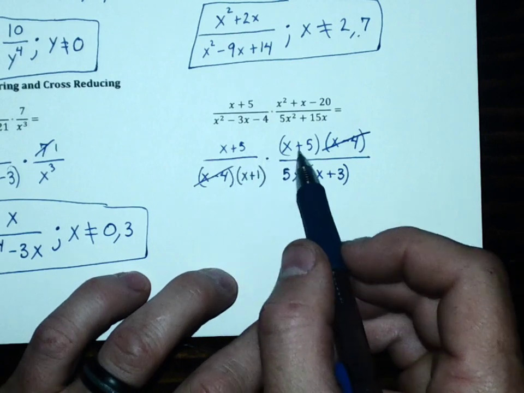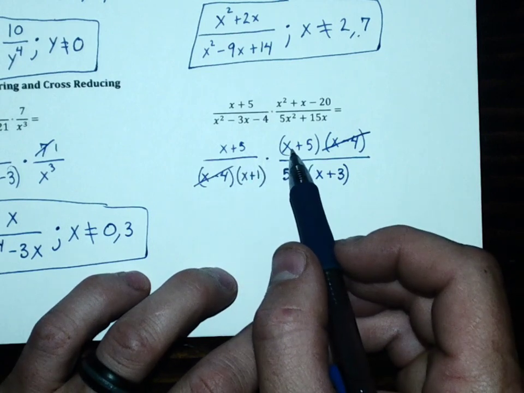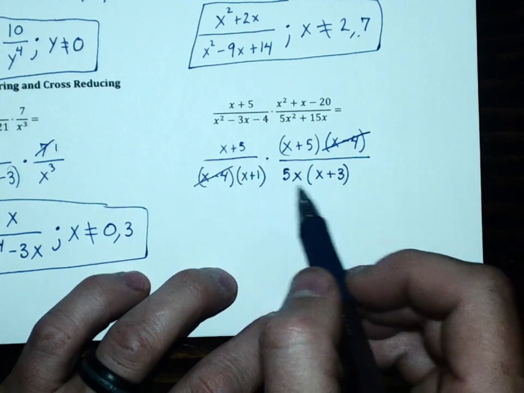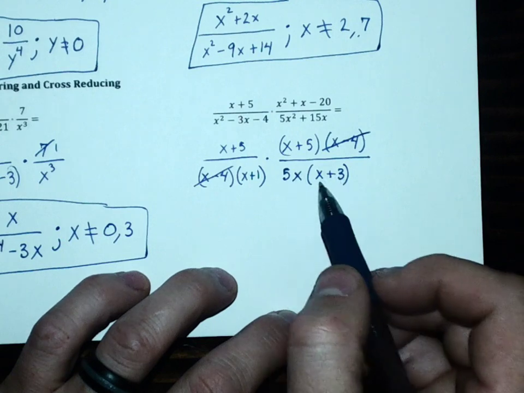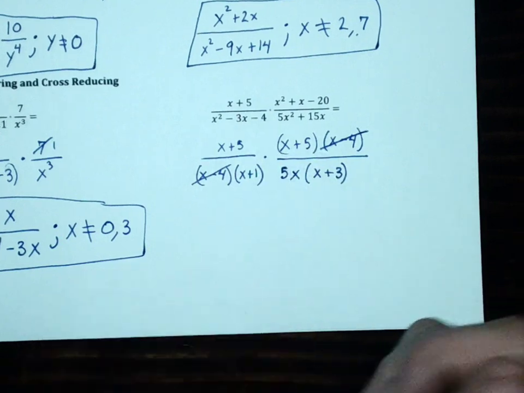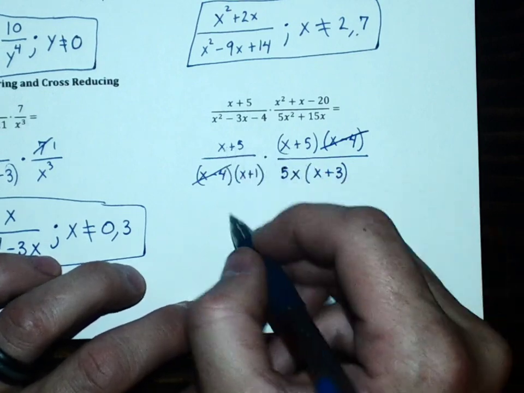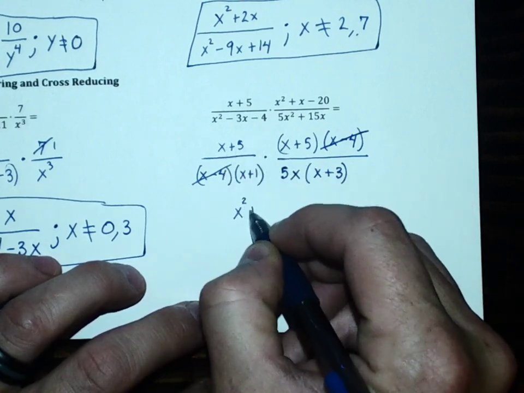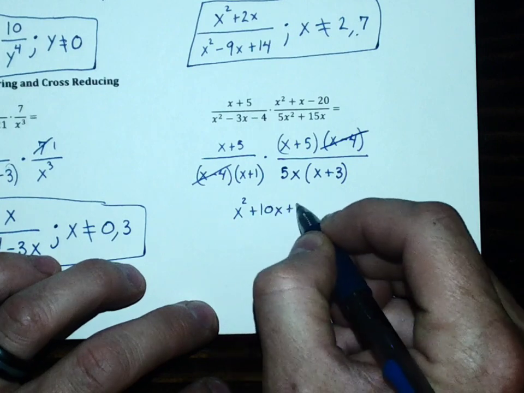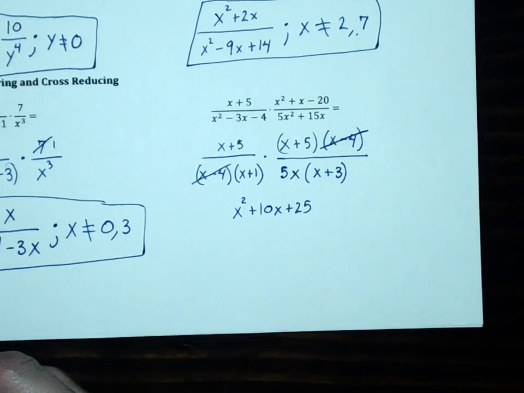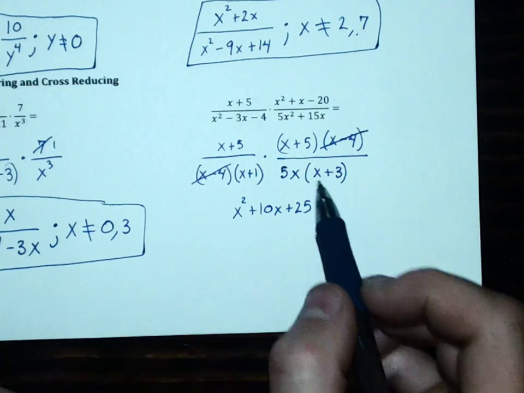Well, x plus 5 times x plus 5 doesn't divide away. The x plus 1 doesn't. The 5x times x plus 3 doesn't. So this is where we're left. So let's multiply the top. That is a perfect square. It's going to factor to x squared plus 10x plus 25. I said factor, I should say distributes to x squared plus 10x plus 25.